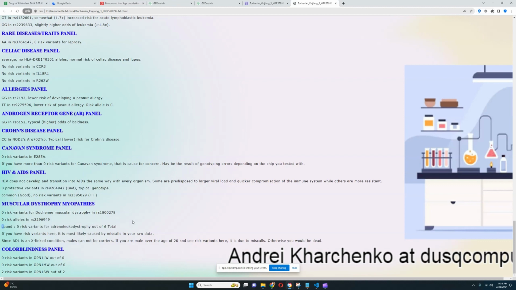For muscular dystrophy, it looks like he does not have any. Really good to see. 0 out of 6. Unfortunately, 6 is not a very high number. It goes up to 50-something if you have a high-quality file.